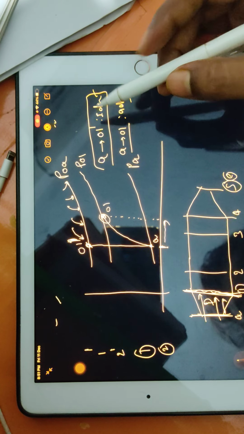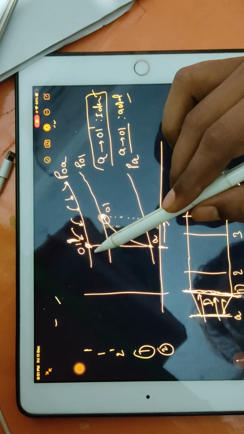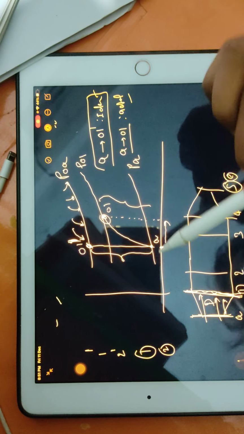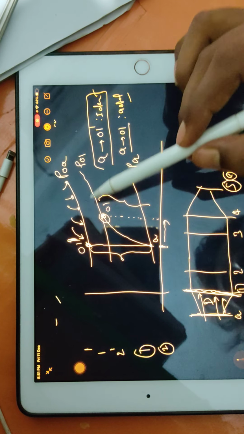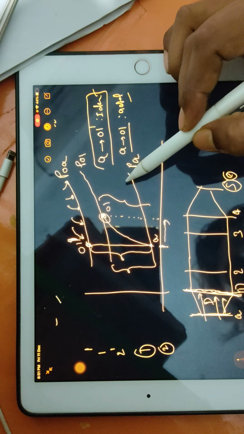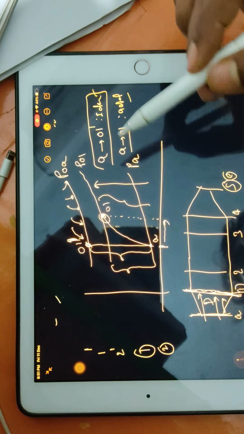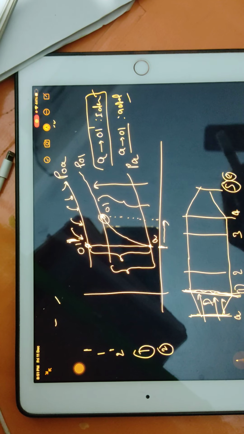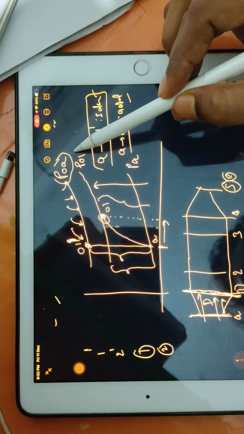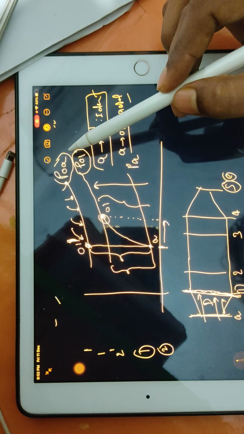Now see, when you are increasing from here to here, or from here to here in real life, what kind of energy is increasing? You are changing your pressure, so your pressure energy is increasing. One thing is clear: this P naught A is more than P naught 1. It means what?